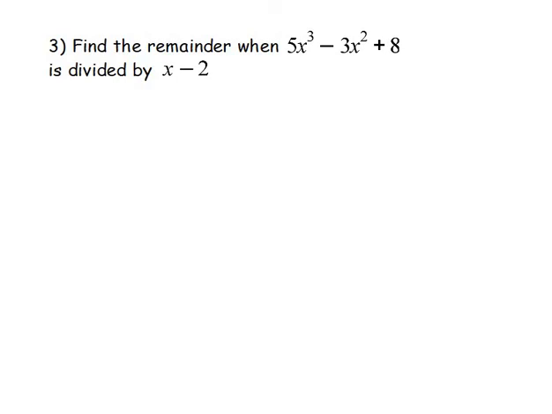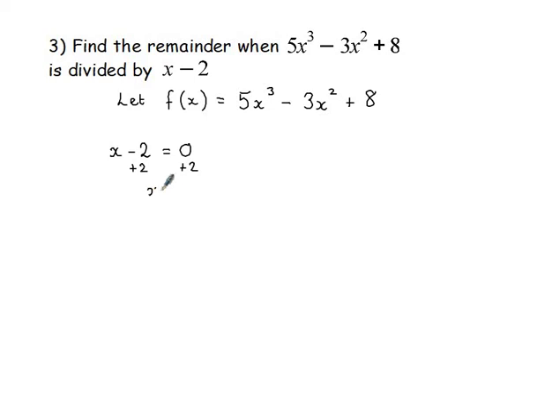Last example then, so find the remainder when 5x cubed minus 3x squared plus 8 is divided by x minus 2. So again, they haven't put f of x at the top, so we're going to write let f of x equals 5x cubed minus 3x squared plus 8. Again, take what you're dividing by, so take that x minus 2 and put it equal to 0. Rearrange, so you've got a minus 2, so you want a plus 2 to both sides this time to give you x equals 2. So we have a positive value this time, which makes it a little bit easier.